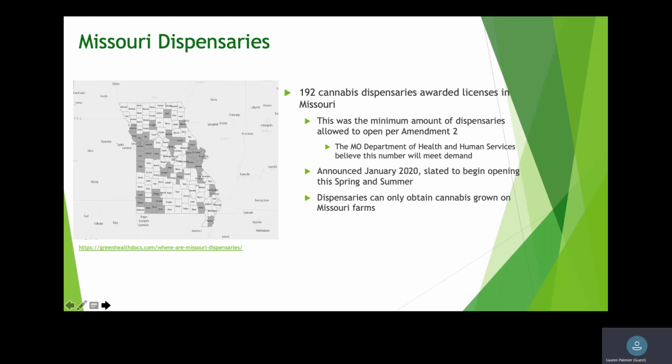And one interesting little fact, dispensaries can only obtain cannabis grown on Missouri farms. If you think about it, we're still a Schedule I substance at the federal level, so you cannot be transporting the cannabis across state lines.